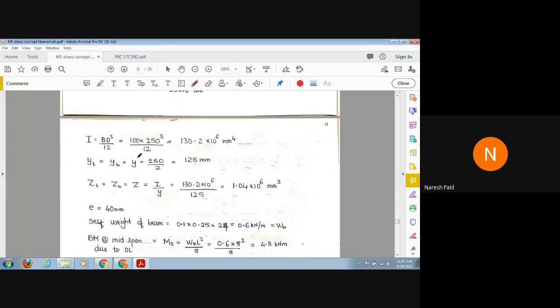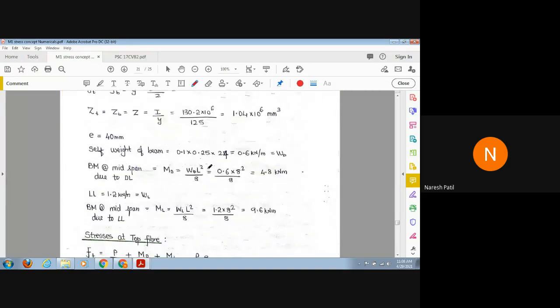Okay, so as you know that we have to find out the required data first. Before starting, whatever the given data are given, you note down, and with respect to that, find out the properties of the cross section, like the moment of inertia, then the location of the neutral axis, that is yt, yb. Then with respect to that, again find out zt and zb. First you solve that, and if you get the properties with that, then you will get the confidence. Then you can start solving the problem. Then we have the eccentricity e equal to 40 mm.